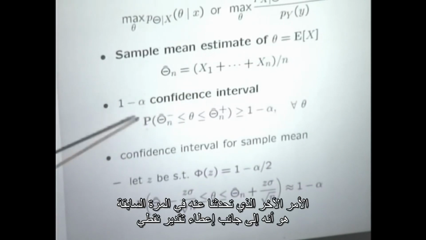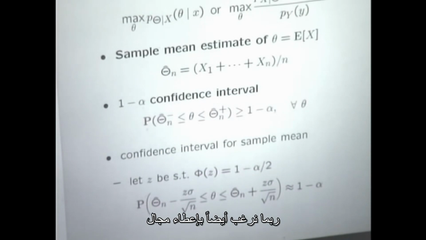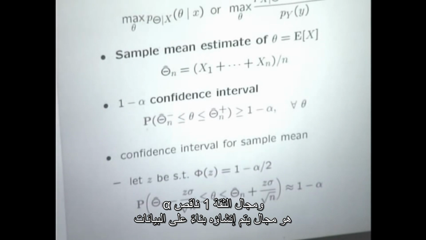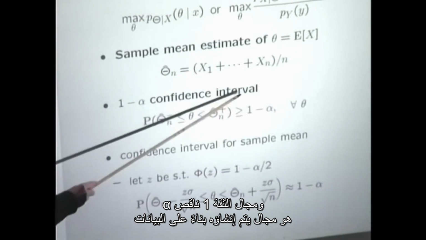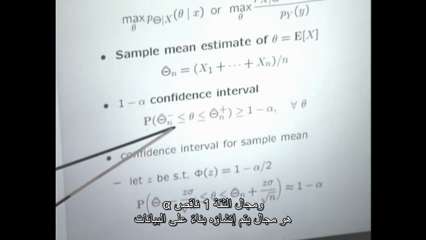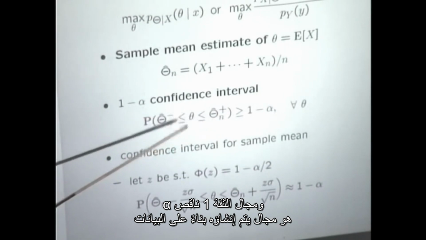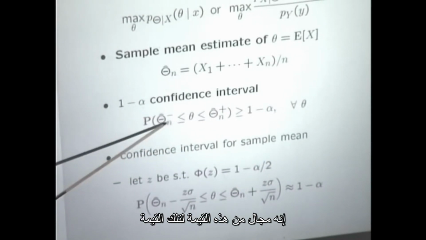The other thing that we talked about last time is that besides giving a point estimate, we may want to also give an interval that tells us something about where we might believe theta to lie. And a 1 minus alpha confidence interval is an interval generated based on the data. So it's an interval from this value to that value.